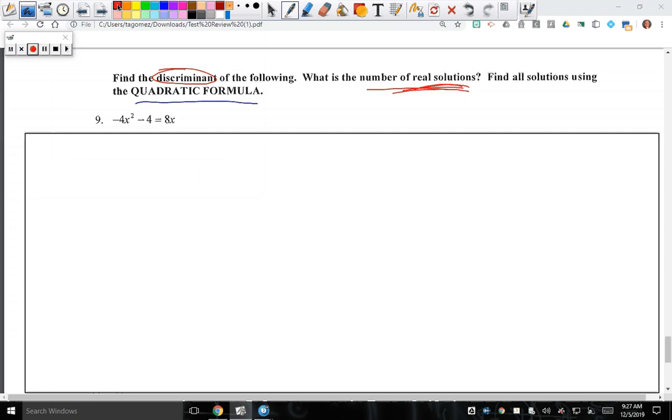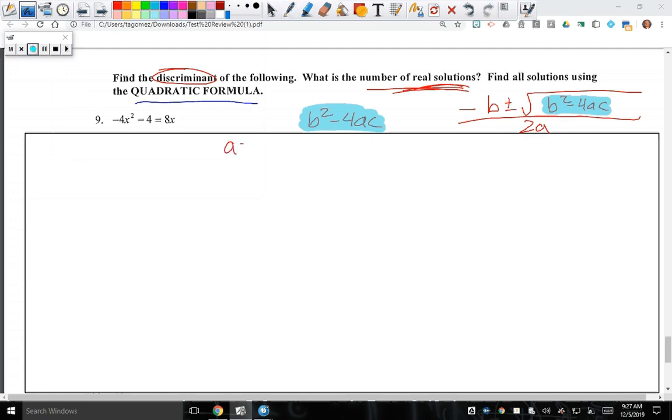The discriminant test is the piece underneath the square root of the quadratic formula. So b squared minus 4ac all over 2a is the quadratic formula, and this piece is the discriminant test that we're going to use to see how many answers I am going to have and what kind of answers they are.